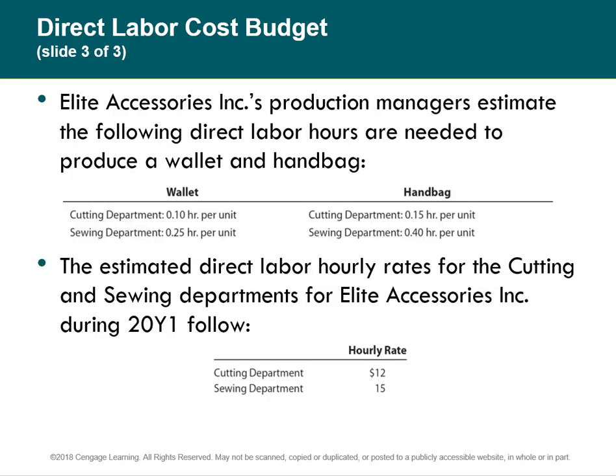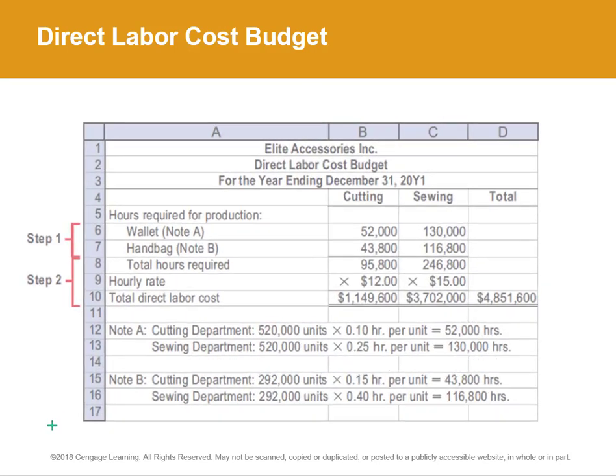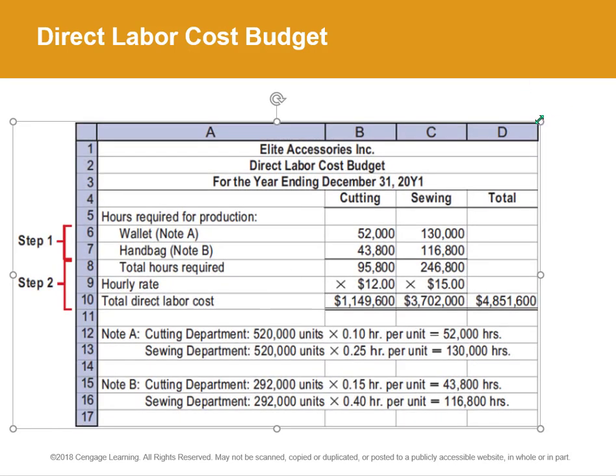So here's the wallet again. Oh brother, they've got cutting and sewing department. We've got two different departments here that both have hours. They're making this awfully hard. It could have just been one department. The estimated direct labor hours are, the rate rather, is $12 in cutting and $15 in sewing. So here's our schedule. And again, they've got numbers and notes.